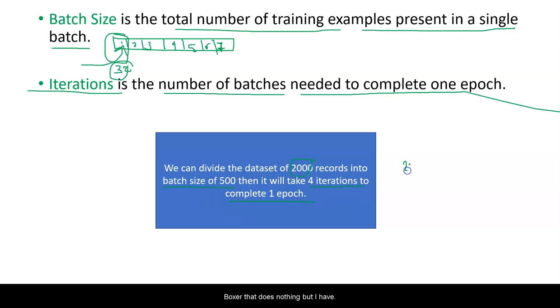So that is nothing but I have 2000 total records and I am having a batch size of 500. That means in one batch I will have 500 records. So if that is the case, 2000 divided by 500 is nothing but 4. That means I will have 4 iterations or 4 batches, right, in order to complete one epoch.